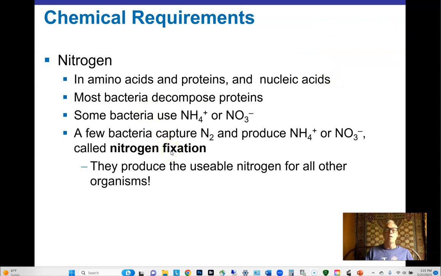And that's a magic trick, because then all the other organisms in the world rely on those few microorganisms that can fix nitrogen. All the animals, all the plants need that nitrogen in a form that they can use, and it all comes from a few nitrogen-fixing bacteria. Pretty cool.